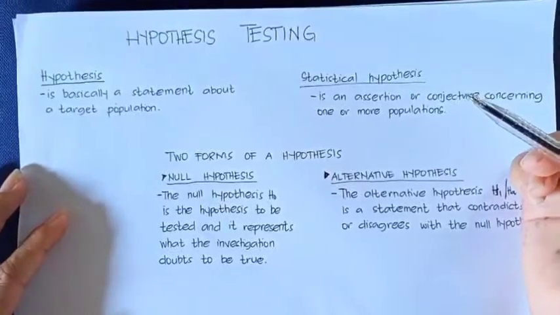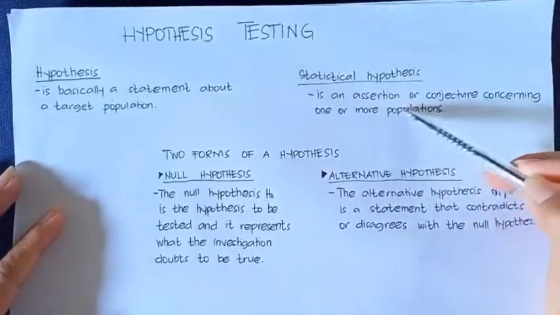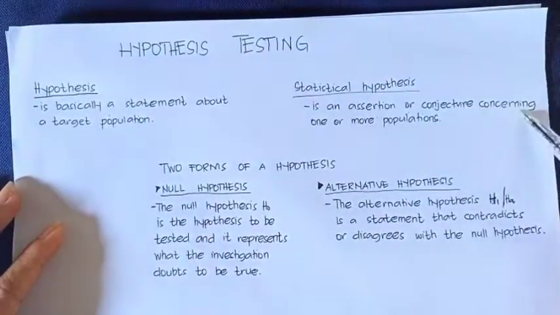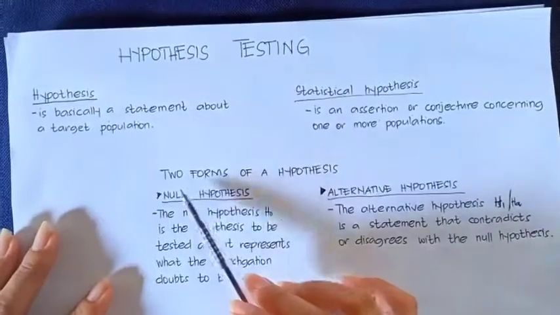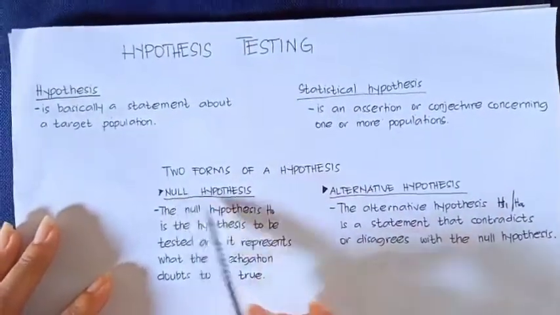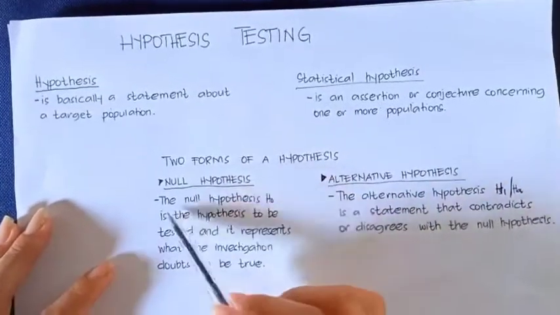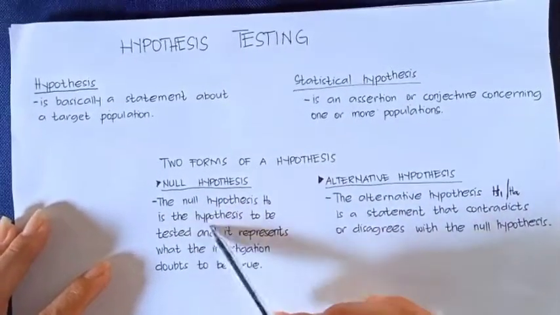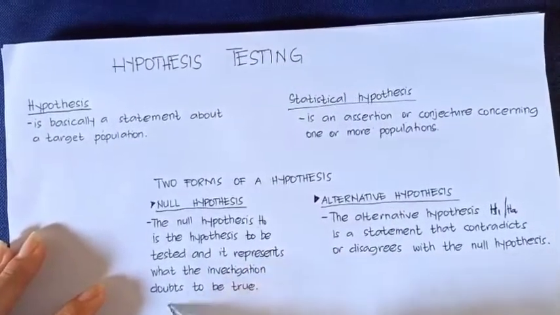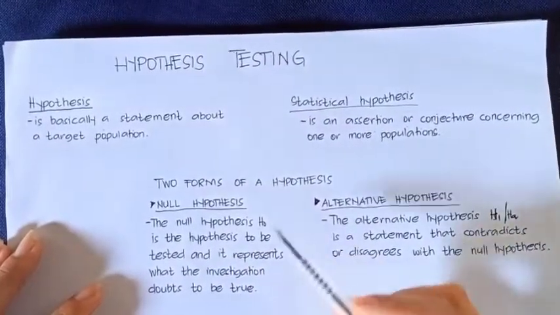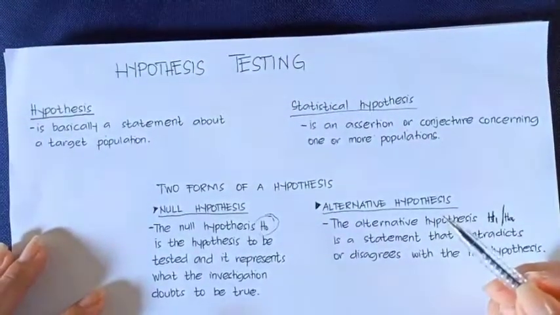Also, let us know the statistical hypothesis. It is an assertion or conjecture concerning one or more populations. There are two forms of hypothesis, the null hypothesis and alternative hypothesis. The null hypothesis is the hypothesis to be tested, and it represents what the investigation doubts to be true. It is also written with the symbol H subscript 0.